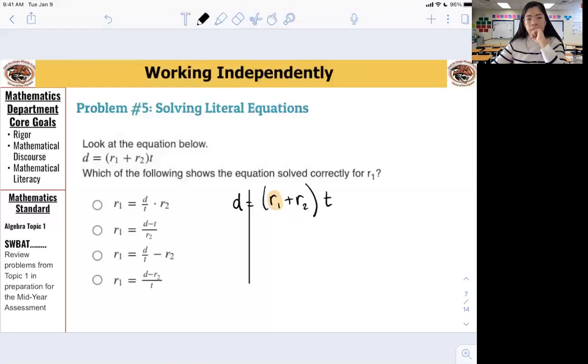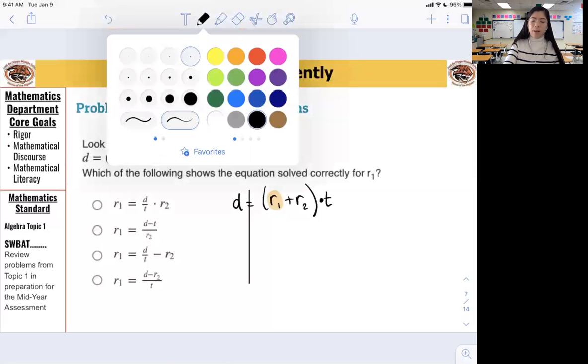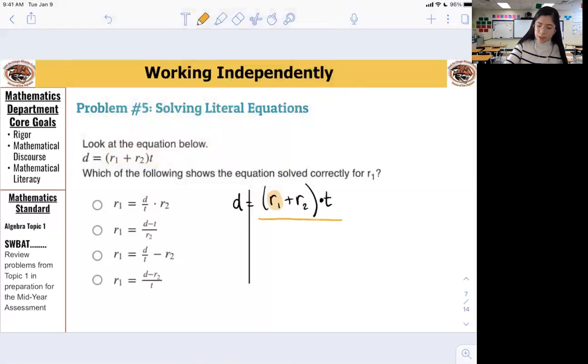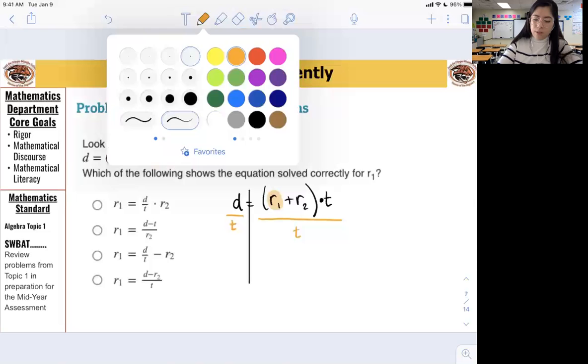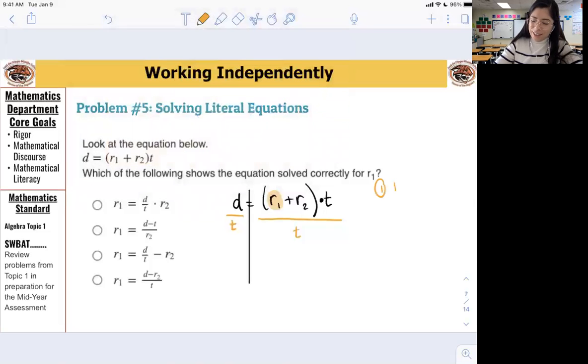Division. Good. Why am I choosing division? Because it's the opposite of multiplication, which is the parentheses. Good. Parentheses mean multiply. So what I'm really doing here, this is R1 plus R2 times t. So to get that t out of the way, to move it over, I use division, because division is the opposite of multiplication. Now, whatever I do on the right-hand side, I have to do to the left-hand side.